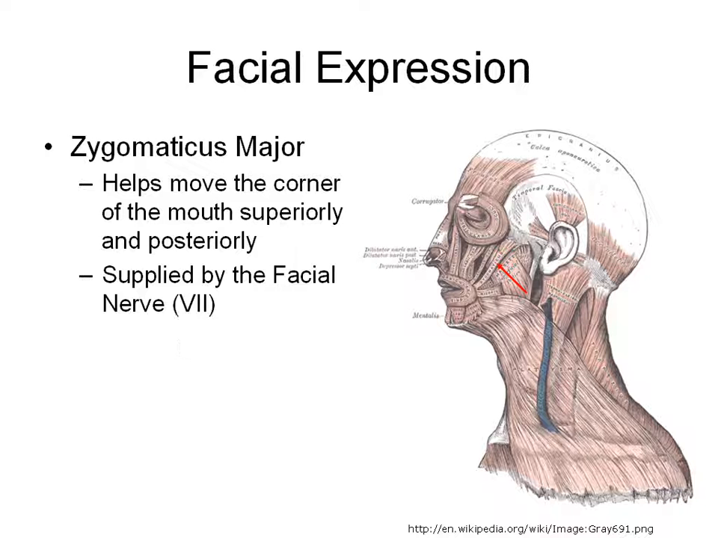Zygomaticus major. There is a minor. We're not going to study it. Zygomaticus major moves the corner of your mouth superiorly and posteriorly, as if you were smiling. That's what zygomaticus major does. And by the zygomaticus, we should all remember, from the skull, it's going from the corner of the mouth up to the zygomatic arch. That's where you're getting zygomaticus. It too is supplied by the facial nerve, which is cranial nerve number 7.